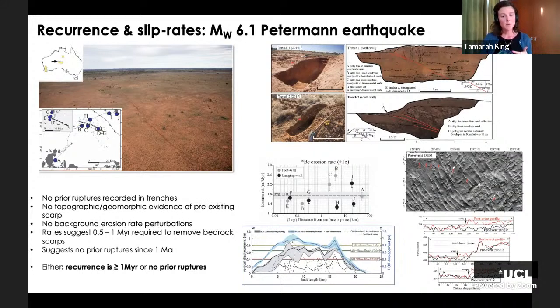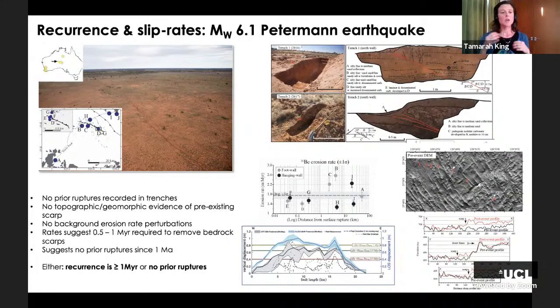So in the far right there, you'll see a pre-event DEM that's made from WorldView imagery that Ryan Gold and colleagues published a few years ago. And so we analyzed the pre-event DEM and the post-event DEM to try to understand whether there's any pre-existing topography or geomorphic changes, so drainage patterns or whatever, to suggest that there might have been a rupture on this fault previously. And we see absolutely no evidence. There's no evidence of any scarps in this landscape or any geomorphic changes. So we know that before 2016, if there was an earthquake on this fault, it's been completely removed from the landscape.